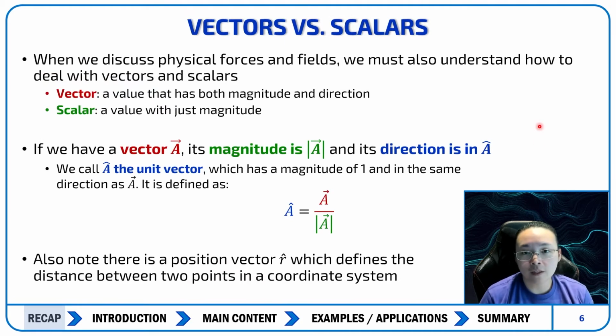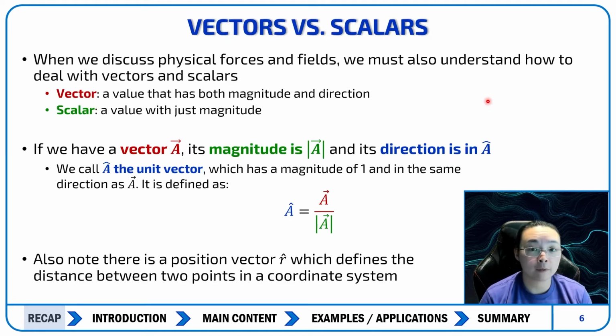So before I go into coordinate systems, I do want to do a brief review of vectors and scalars, because once we move into 3D coordinate systems, you do need an understanding of vectors. When we discuss physical forces and fields, we also have to understand how to deal with vectors and scalars. A vector, you should all know in physics, is a value that has a magnitude and a direction.